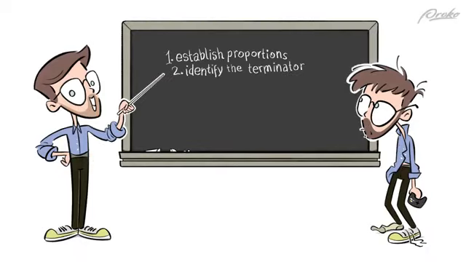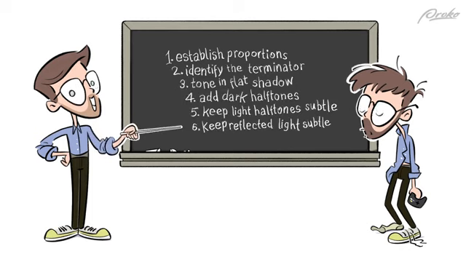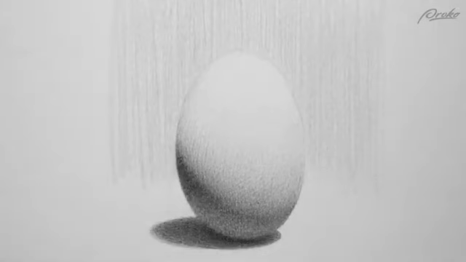One difference between a professional and an amateur is that the professional has a process. Here's the process. Establish the major proportional relationships. Then separate light and shadow by identifying the terminator. Tone in the shadow family with a flat value. Then shade the dark halftones first. When you get to the lighter halftones, remember to keep the value change very subtle. And finally, make sure that your reflected lights are not too strong.